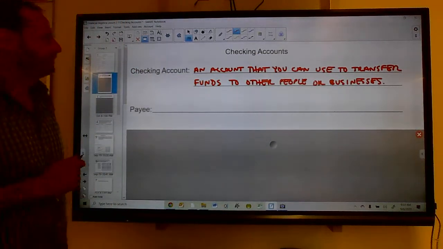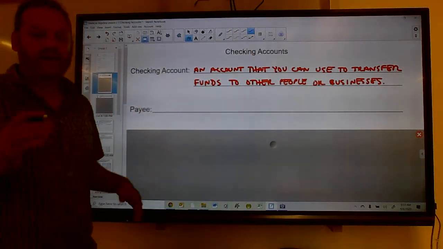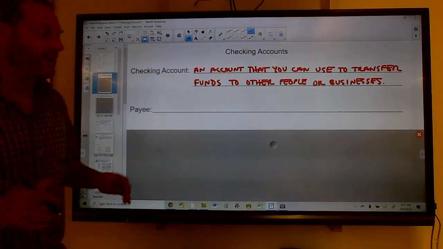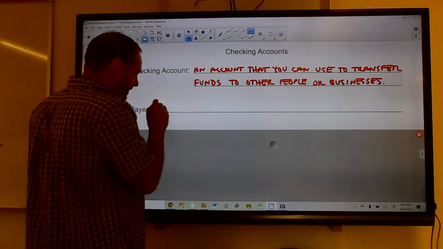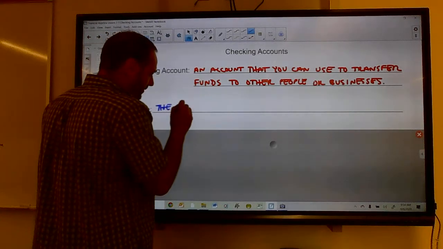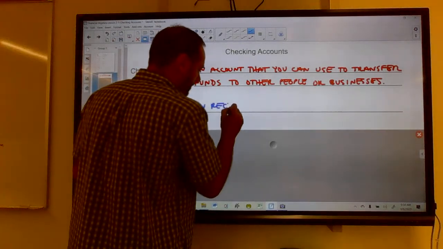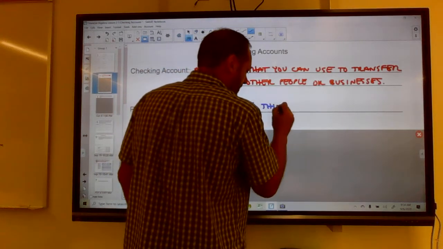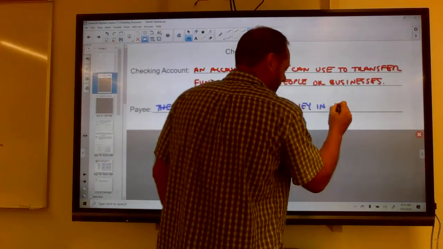So payee. What is a payee? Well, you've got a payer, which if you're paying a bill, you are the payer. The payee is the person receiving the money. So the payee is the person receiving the money in a transaction.